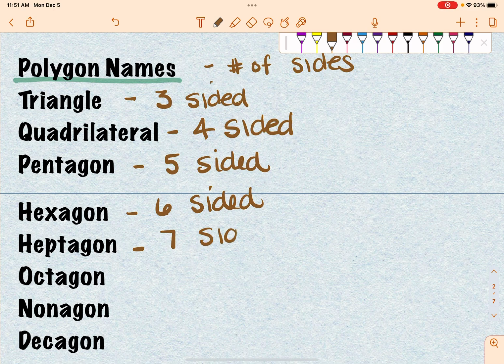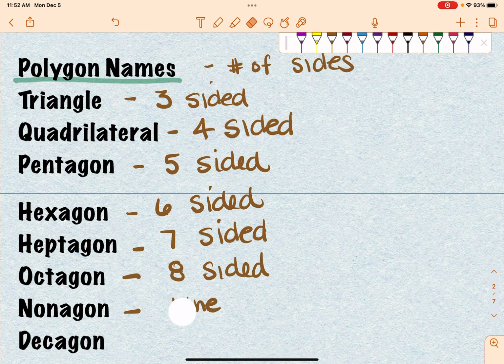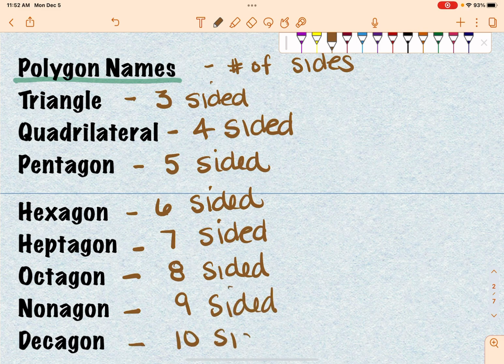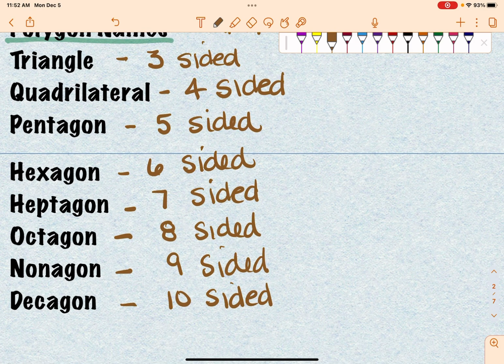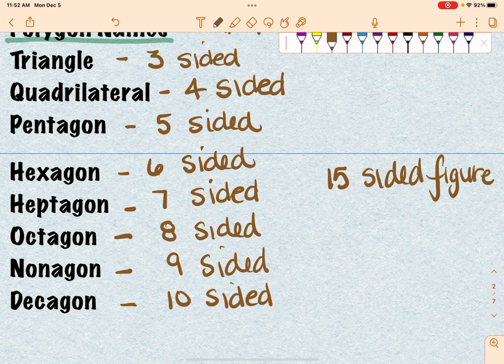Heptagon is 7-sided. Octagon is 8-sided. Nonagon is 9-sided. Decagon is 10-sided. Usually anything after that is named by the number of sides it has. So if you have a 15-sided figure, once they get past 10, they'll just say 15 again.